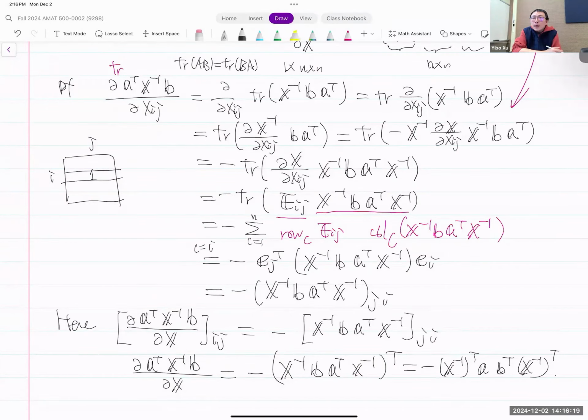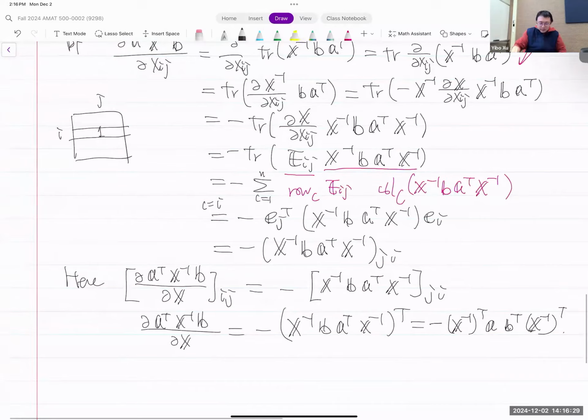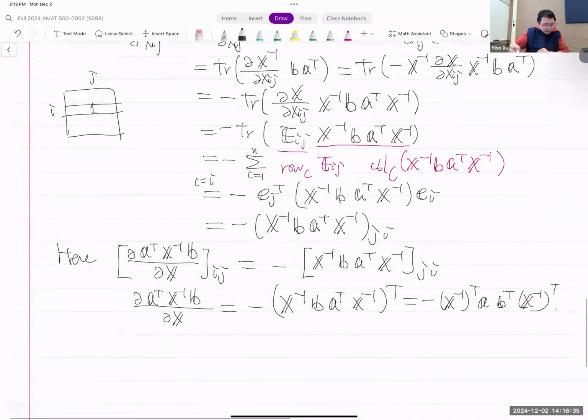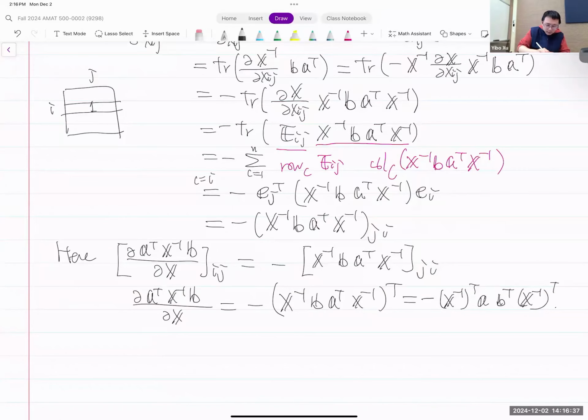ask you to compute the trace of AXB. They want you to compute the partial derivative. Okay, so for that, it's highly related to this one. So which is why in the homework I also made another question that's really similar to this. Okay, so remark.